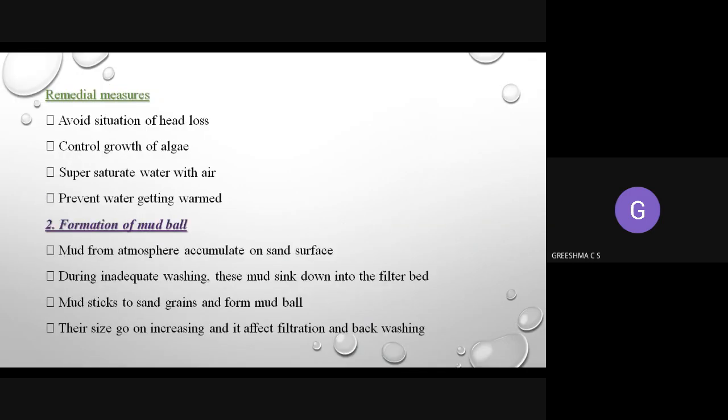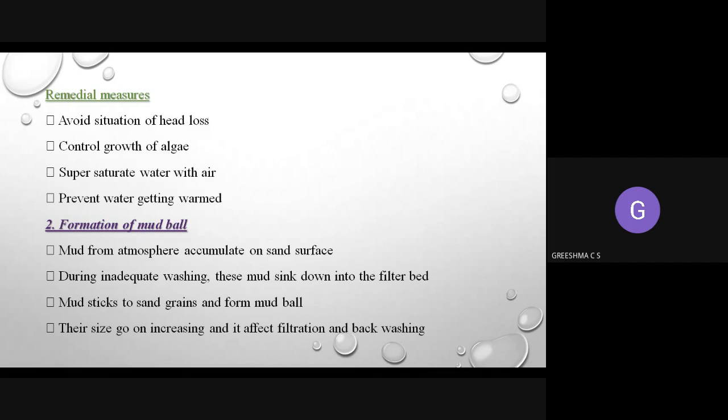Now, how can we avoid this air binding? Okay, first of all, you have to avoid the head loss. Okay, you have to avoid the situation that leads to head loss. Second one is you have to control the growth of algae. If there is a lot of algae also, the clogging will occur, and thereby head loss can occur, and the dissolved gases will be appearing more. Okay, so you have to control the growth of algae. Third one is to supersaturate the water with air. Okay, you should always saturate the water with air, so that you can reduce the dissolved gas content.